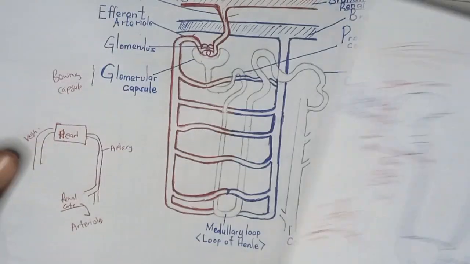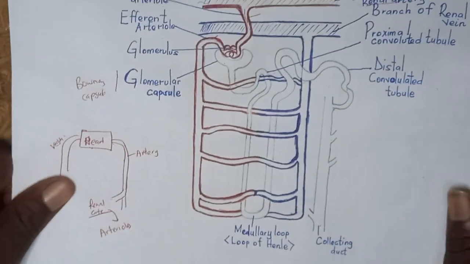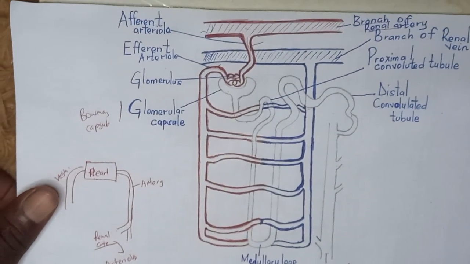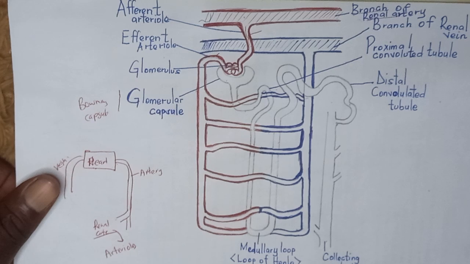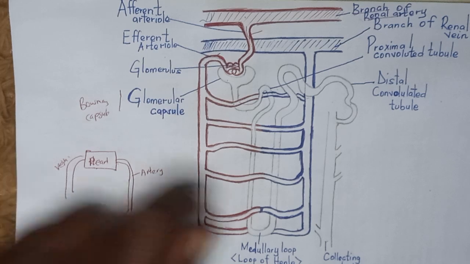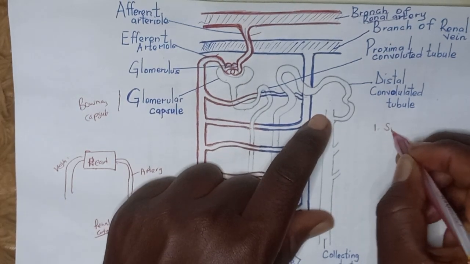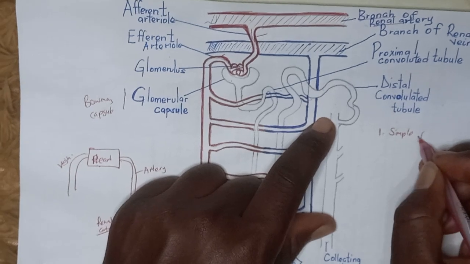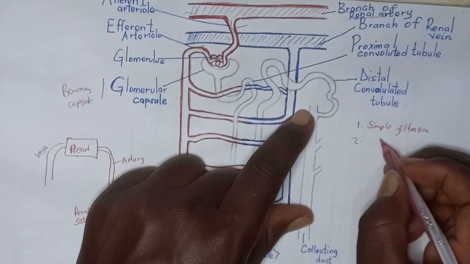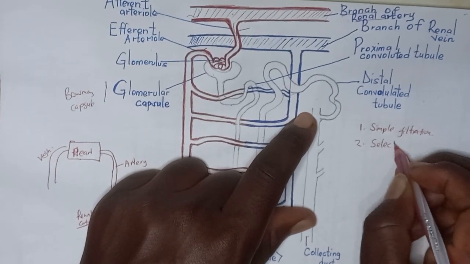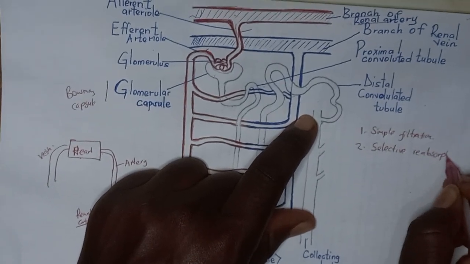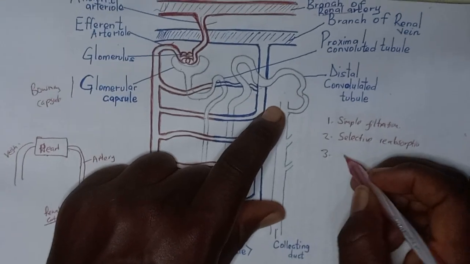So here, the nephron. Let us discuss the nephron step by step. In the nephron, there are three things that take place. One is simple filtration, another one is selective reabsorption, and the last one is secretion. So the first one is simple filtration. Then the second one is selective reabsorption. Then the last one is excretion.